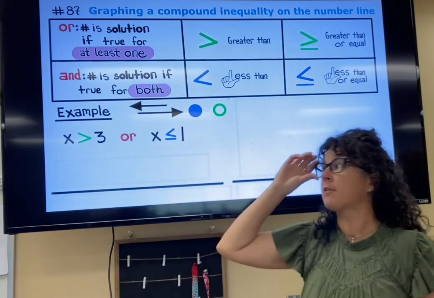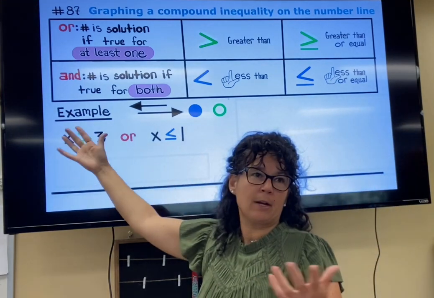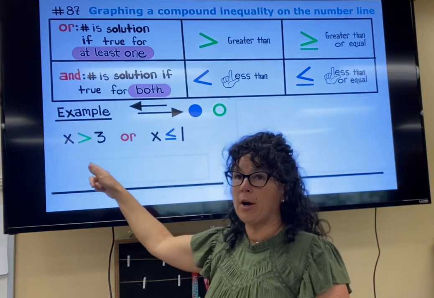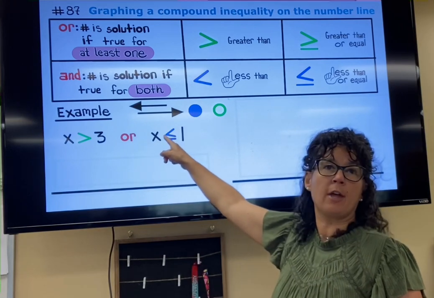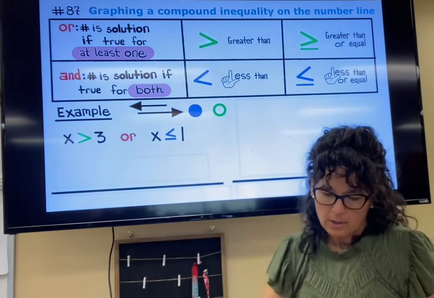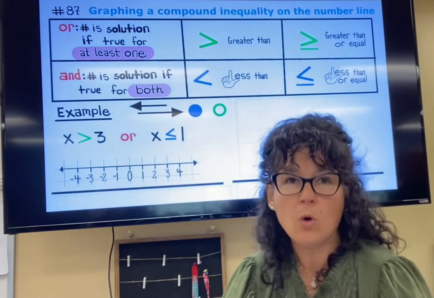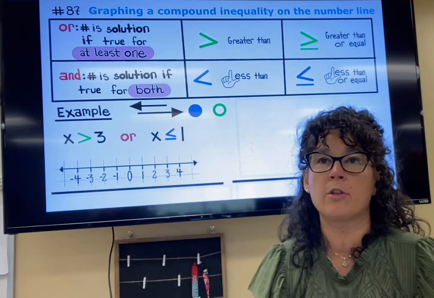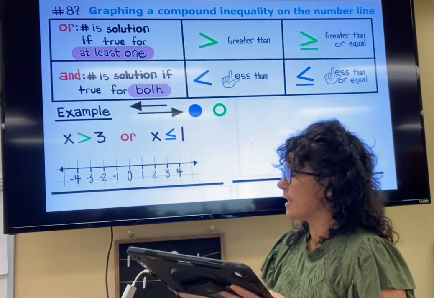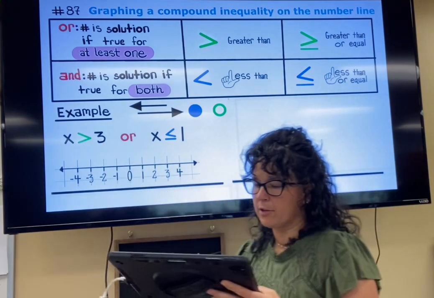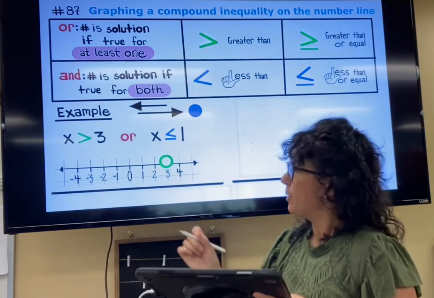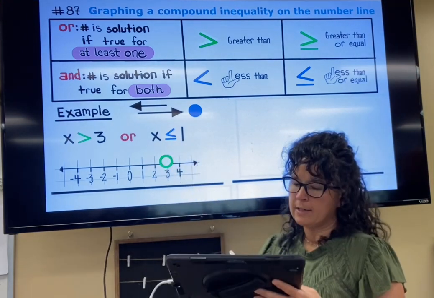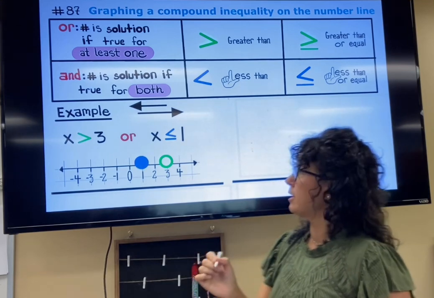Okay, so if I'm gonna graph this, it says my numbers, X's, are greater than 3, or my numbers are smaller than or equal to 1. First thing you wanna do is go onto your number line and put either a solid dot or an open dot based on whether there's an underline. So at 3, since there's no underline, I'm gonna put an open dot. And at 1, because there's an underline, I'm gonna use a solid dot.